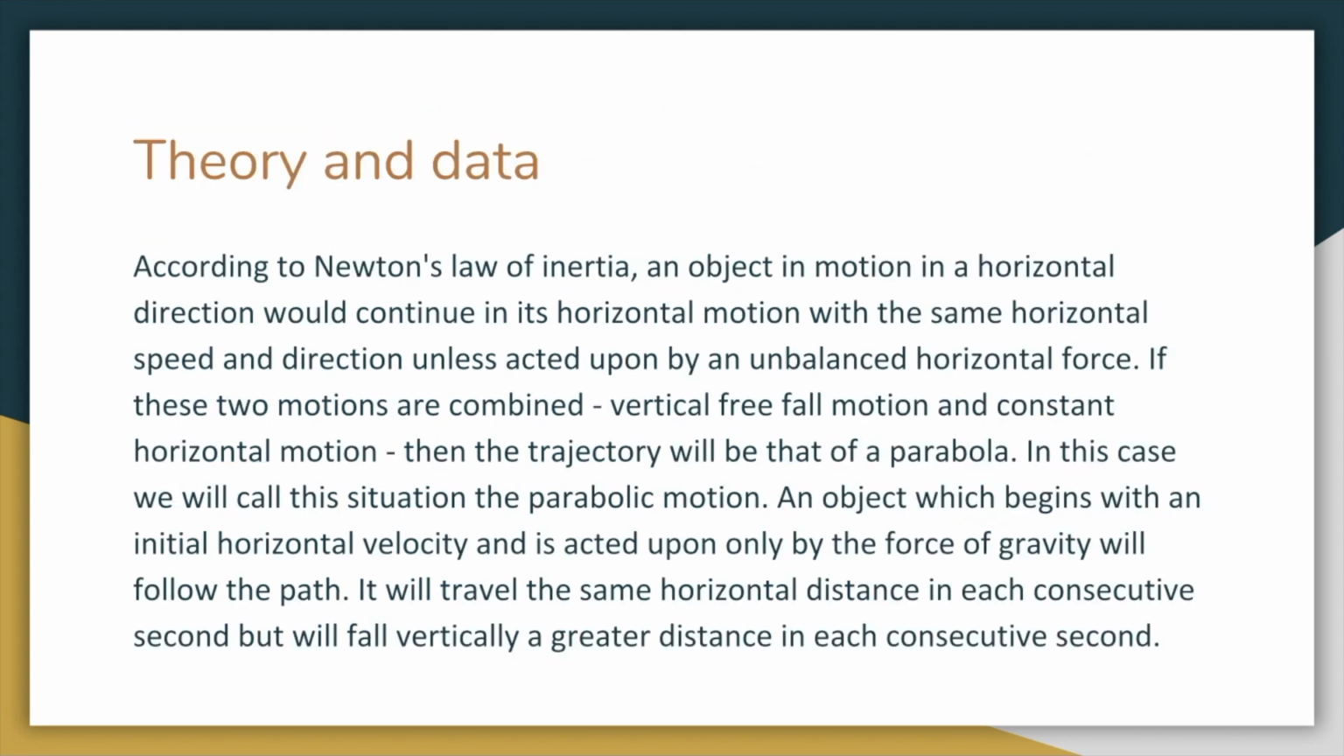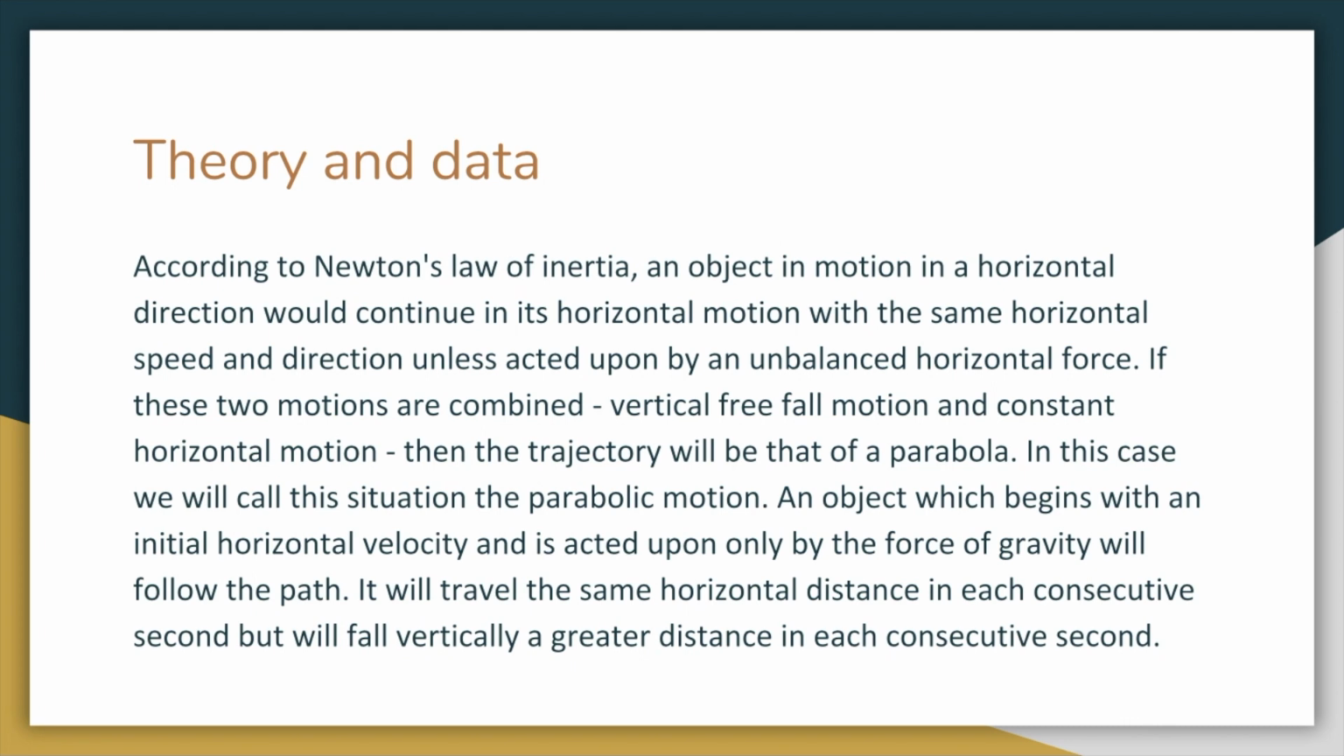According to Newton's law of inertia, an object in motion in a horizontal direction would continue in its horizontal motion with the same horizontal speed and direction unless acted upon by an unbalanced horizontal force. If these two motions are combined, vertical free fall motion and constant horizontal motion, then the trajectory will be that of a parabola. In this case, we will call this situation the parabolic motion.